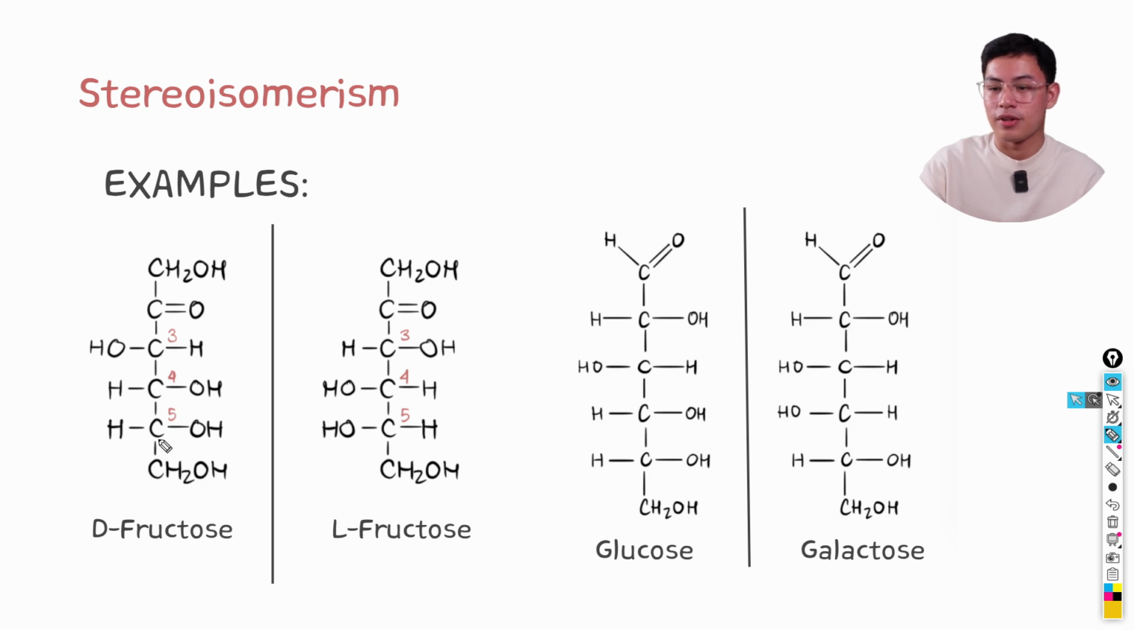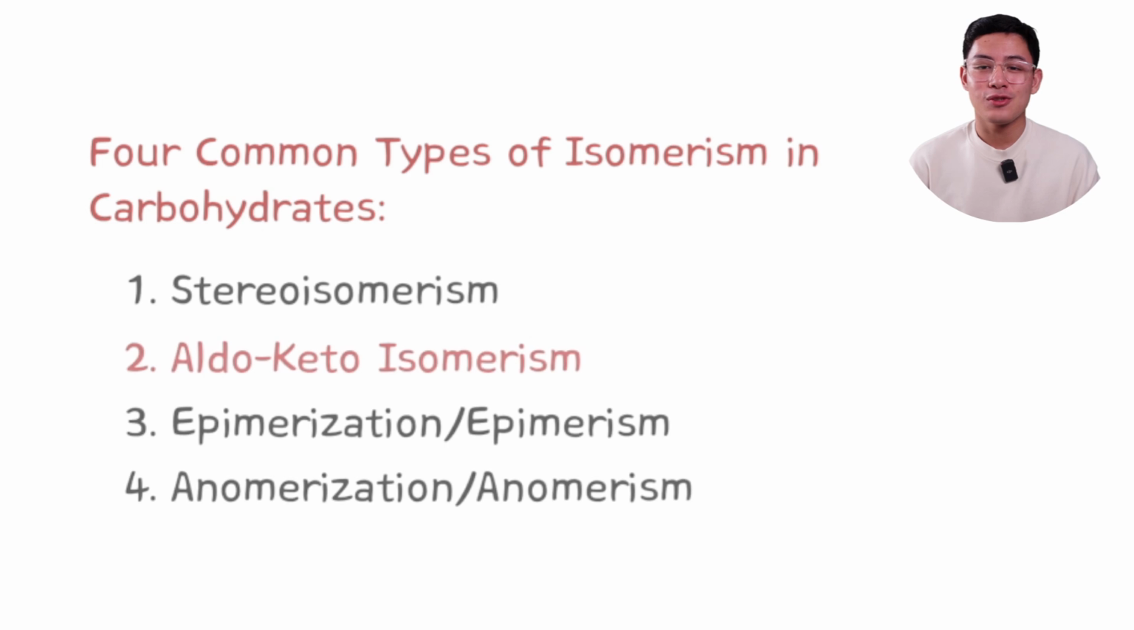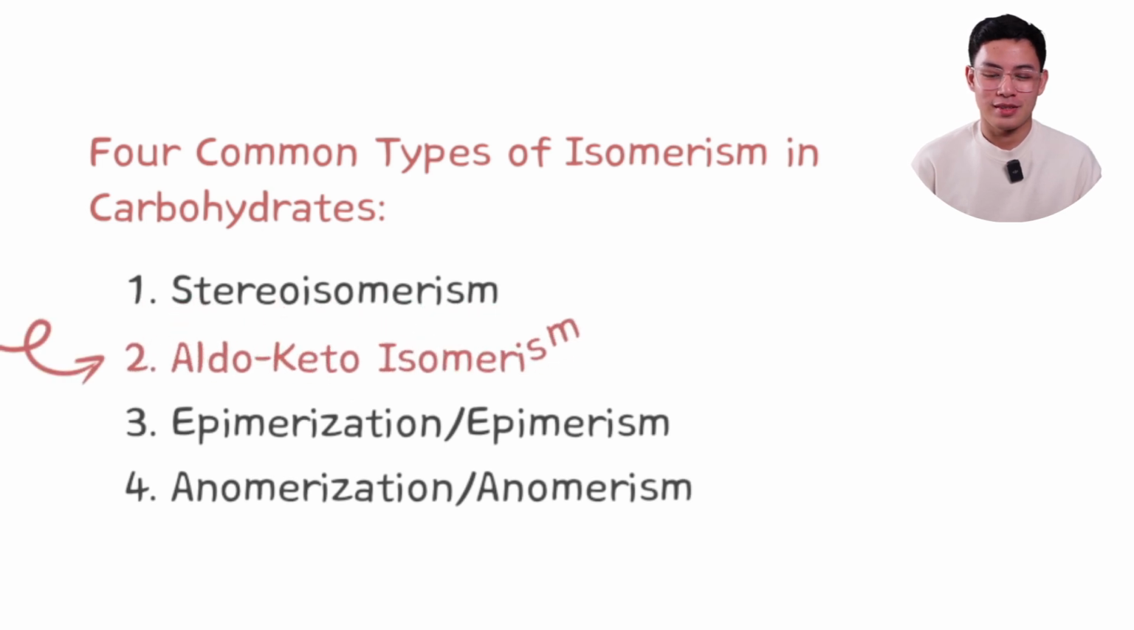By looking at the penultimate carbon, we see that the OH group of D-fructose is on the right, and for L-fructose, it's on the left. However, for glucose and galactose, they aren't mirror images of each other, and they're non-superimposable. Hence, we know that they are diastereomers. So now we move forward to aldehyde isomerism.